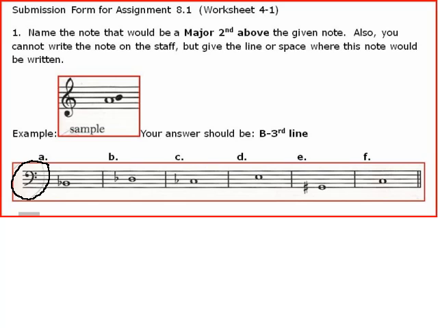Whoops. You'll hear me say whoops here when I make mistakes. But okay, so the given note is a B flat. I don't really care right now if it has a flat on it or not, because my job in the beginning is to find the basic interval. Now, the instructions here say name the note that would be a major second above the given note. It's always above. I don't have you construct intervals below the beginning note, so it's always above the note.